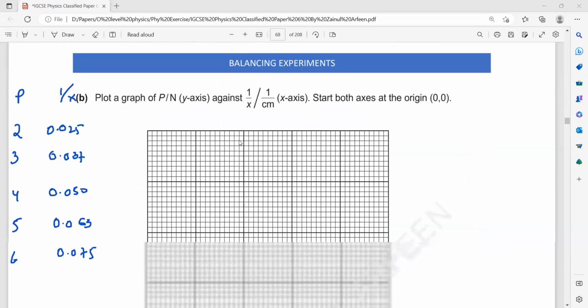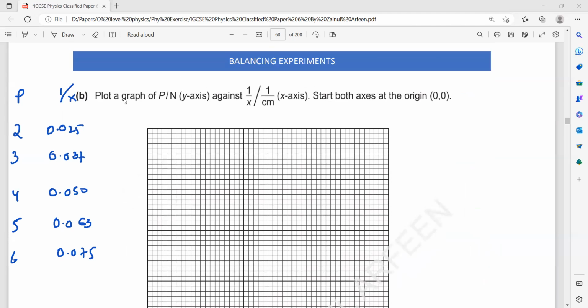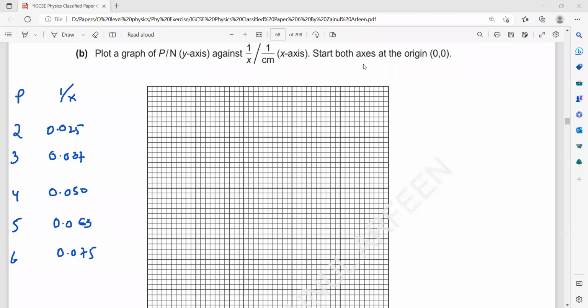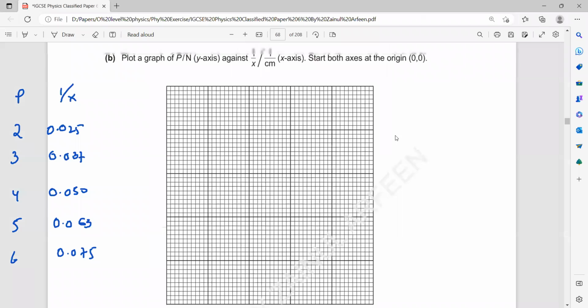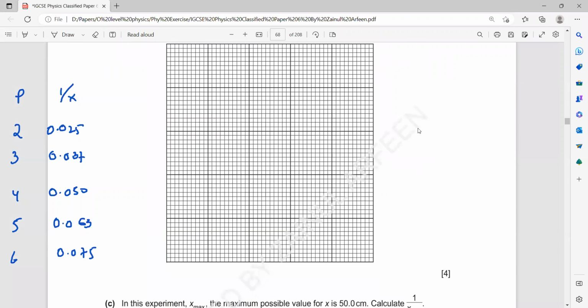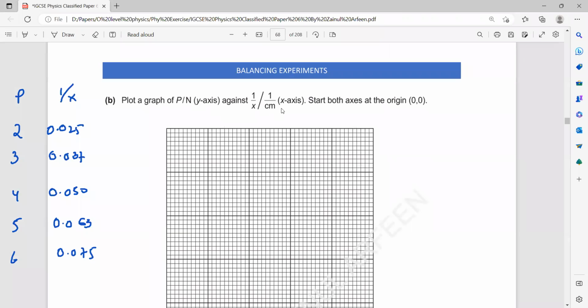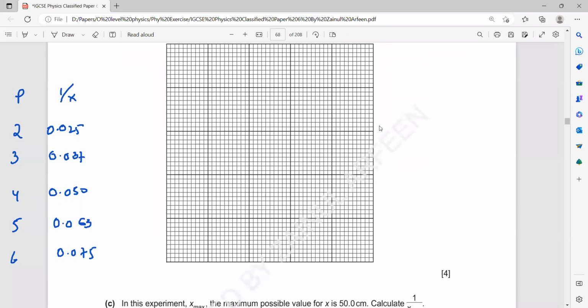Next we have to plot a graph. Plot a graph for P on the y-axis, and both axes must start from 0. See, they specify here that you should start from 0. You cannot start with any other number. So we have P on the y-axis and 1 over X on the x-axis. So here we need 1 over X, and here we have P. 1 over X, and the unit is 1 over centimeter or centimeter inverse.